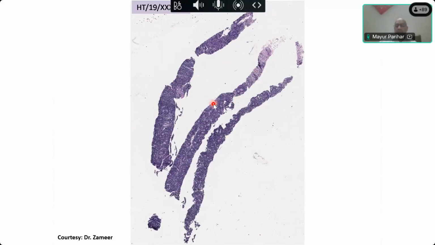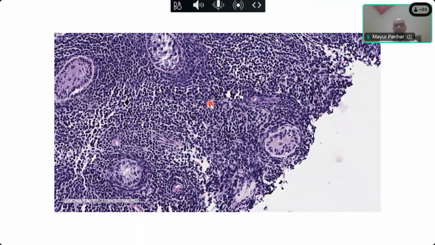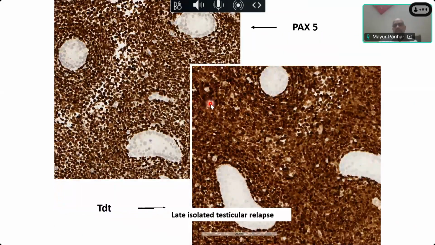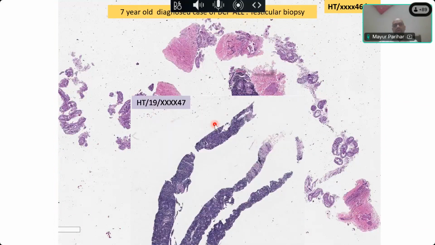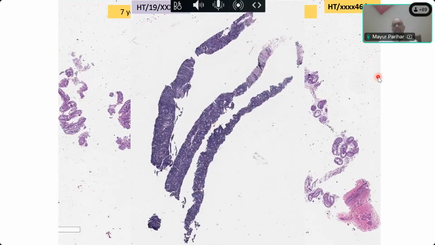So it was very difficult to sign out both as relapse. This of course is a relapse, but what about the other patient? This is how it looked, and it was suggestive of relapse. But what about this 46? Is this a true relapse, or is this a floater that is troubling you? So this was 47, this was 46, crossed on the same day.